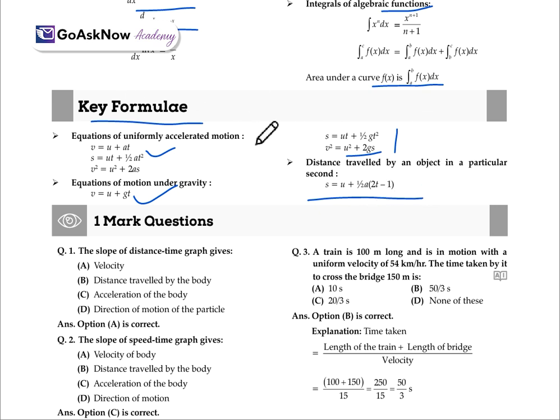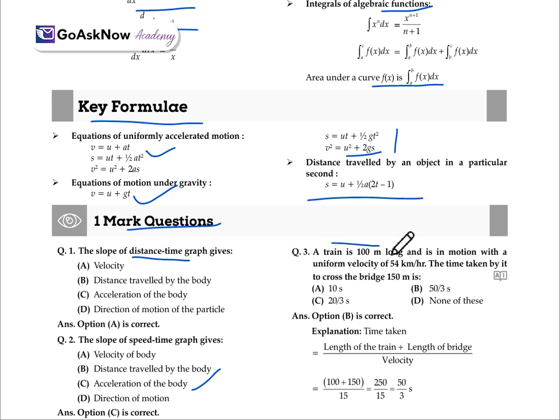After completing these things, we'll go through some 1 mark questions. The slope of a distance-time graph gives velocity. We know that when distance is changing with respect to time, it will be velocity. Second, the slope of the speed-time graph gives acceleration. We also know that when speed is changing with respect to time, then it will be the acceleration of the body.